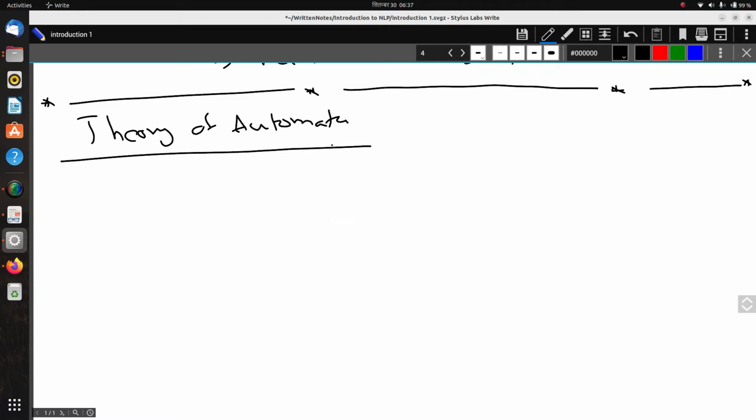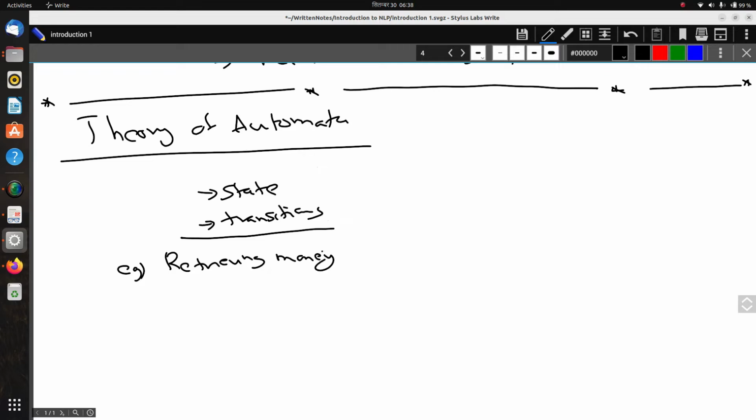Now, automata consist of states and transitions. To understand states and transitions, we can take a very simple example of retrieving our money through an ATM card. Example: retrieving money through ATM. So what do we do? We are at an empty state at first. We go towards the ATM machine, we do some action or transition, going towards our ATM machine. After that, we insert our card.